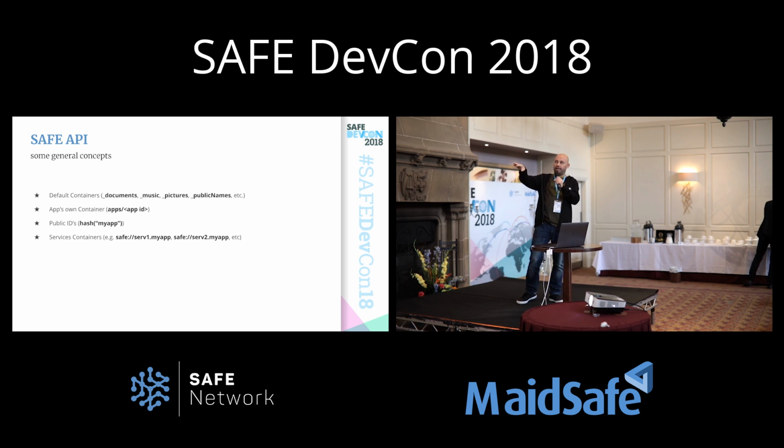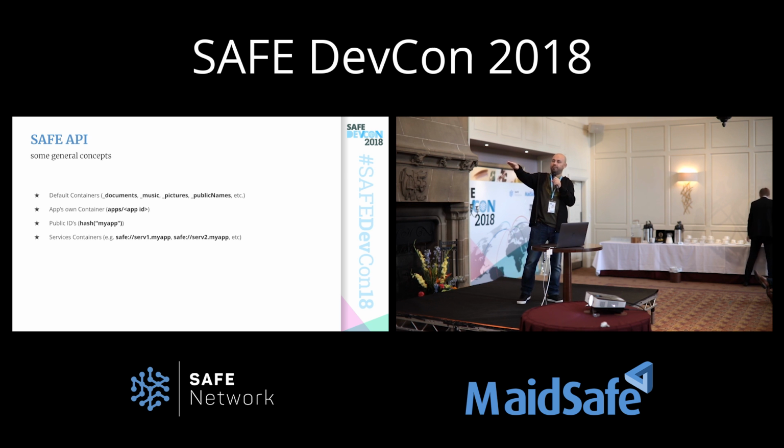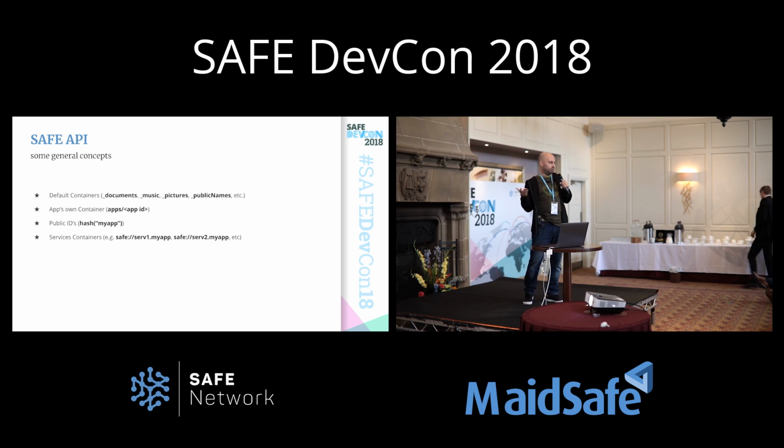And the last thing is services containers. So a public ID can be mapped to more than one service. So you could have many websites in a similar way to subdomains in the current internet. You could have service1.myapp or service2.myapp. So every public ID is mapped to a container which has all the services listed, and each of them is mapped in turn to another container where the files for that service are stored.